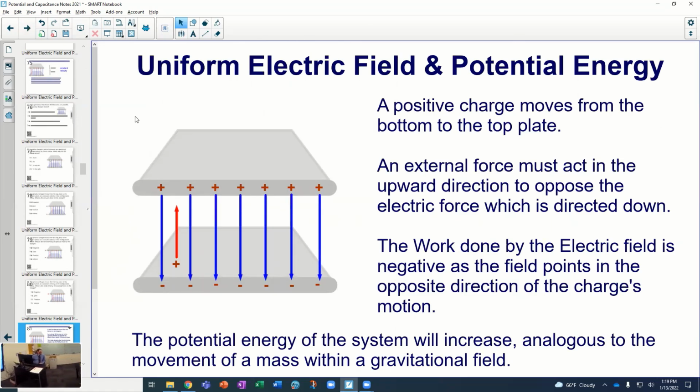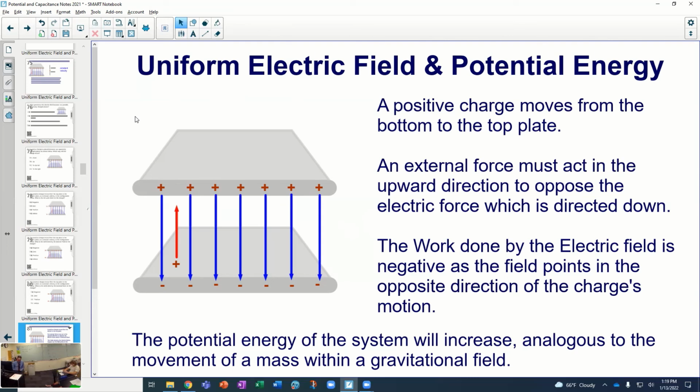Where did we leave off? We're at Ian, right? So let's go to Finley. A positive charge moves from the bottom to the top plate. An external force must act in the upward direction to oppose the electric force, which is directed down. The work done by the electric field is negative as the field points in the opposite direction of the charge's motion. The potential energy of the system will increase, analogous to the movement of a mass within a gravitational field.